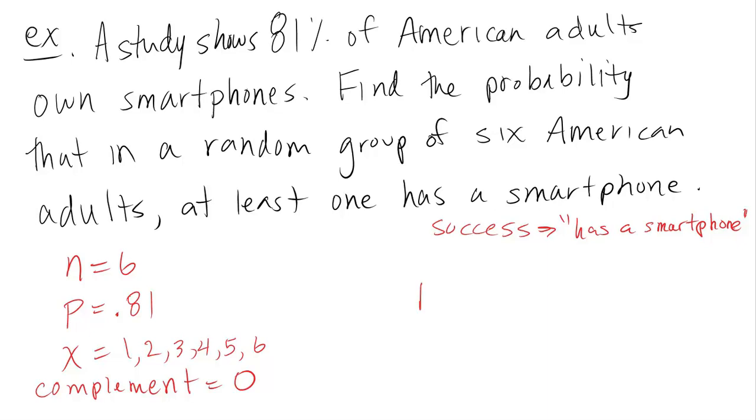I can find that probability with Binompdf of 6, 0.81, 0. But that's not the probability that we want. That's the probability that none of them have a smartphone. We want the probability of the opposite event. So how do we get the probability that we want? We subtract from 1. We do 1 minus that. I'm going to do this all in one line on the calculator screen. You could do instead what we did last time, which is to calculate the Binompdf function first and then subtract that result from 1. Doesn't matter, you'll get the same answer.